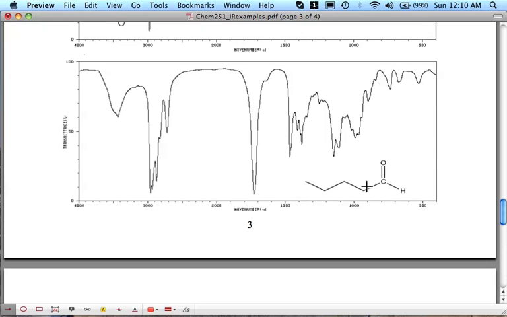The last spectra here on page 3 let me illustrate a slightly different point. This is a carbonyl of an aldehyde, and we talked about that earlier. Do you remember what we looked for in those guys? Let's go up and remind you up here.